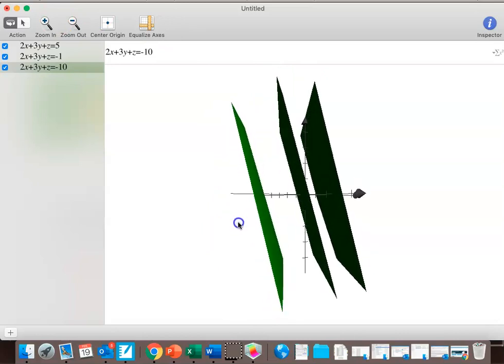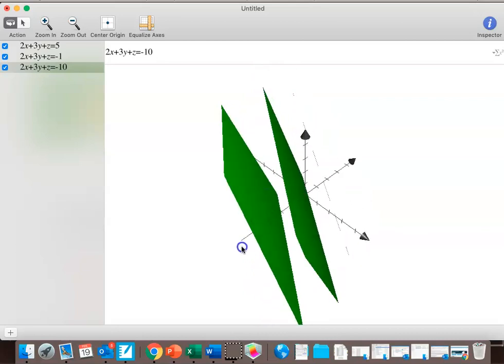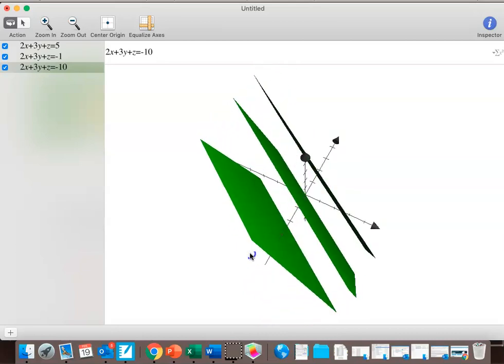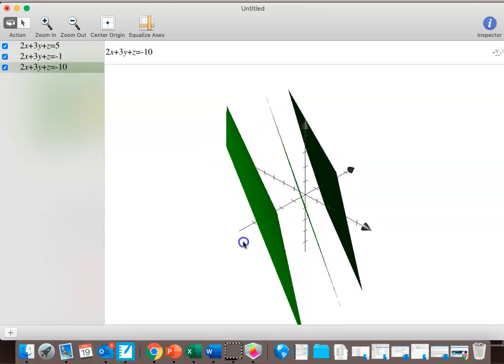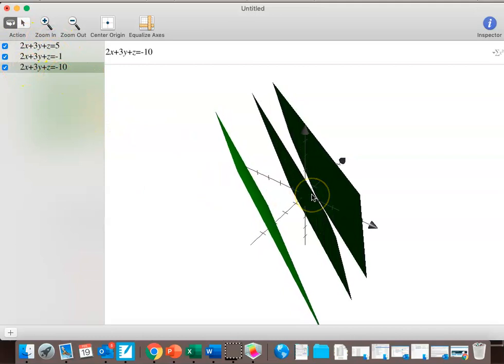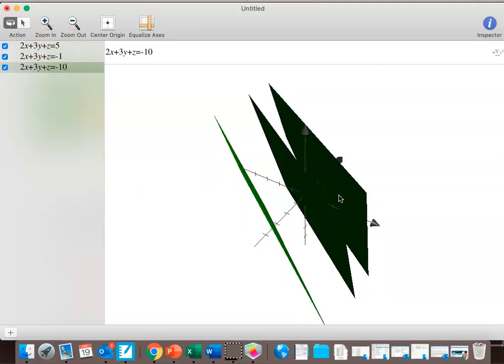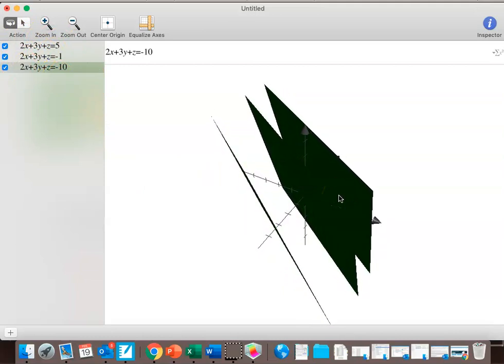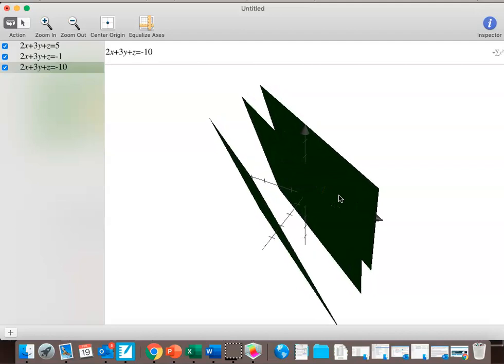These three planes are what we call parallel. If I were to solve this system, how many solutions would they have? 0, right? They're parallel planes. They'll never intersect. So if you have three planes that are all parallel, they're going to have 0 solutions. If you have planes that are all different, they're going to have 1 solution. Parallel, they're going to have 0.